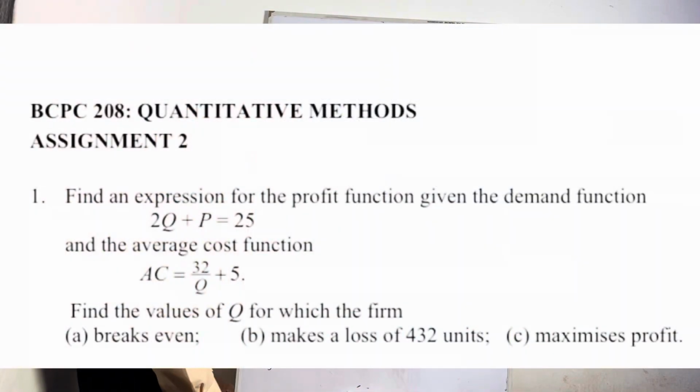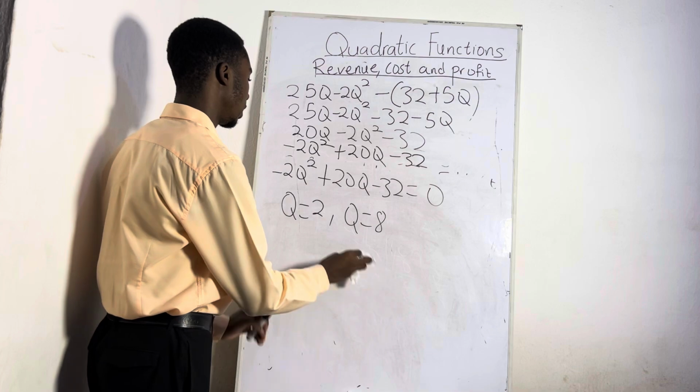The B says find the values of Q for which the firm makes a loss of 132 units. All right, so let's clean this part.